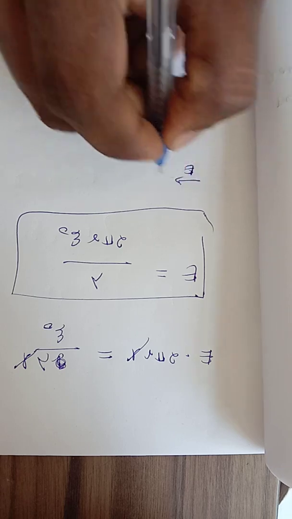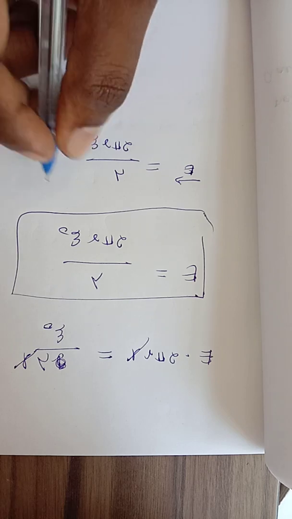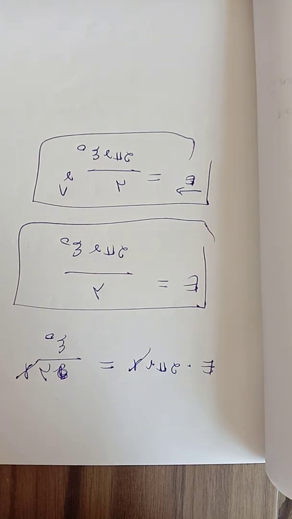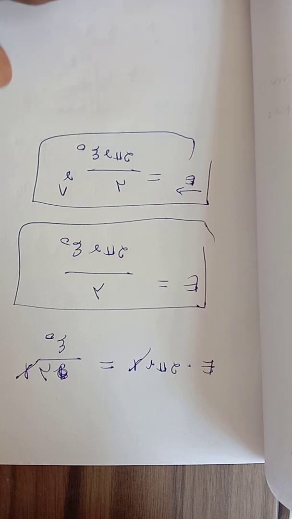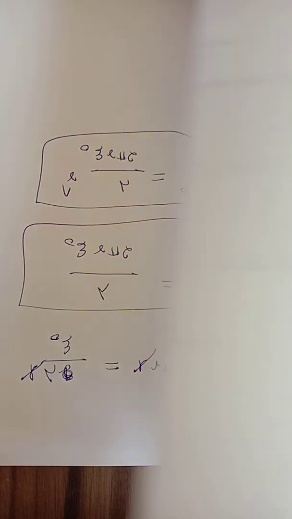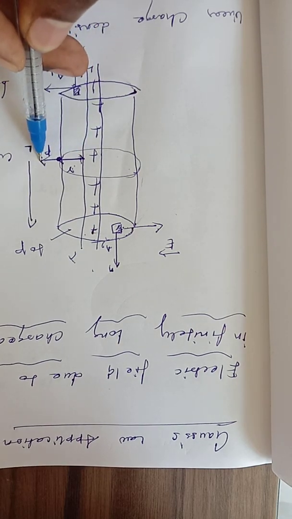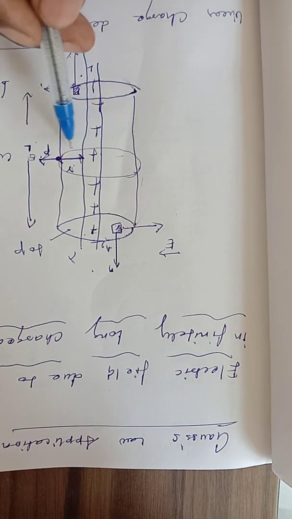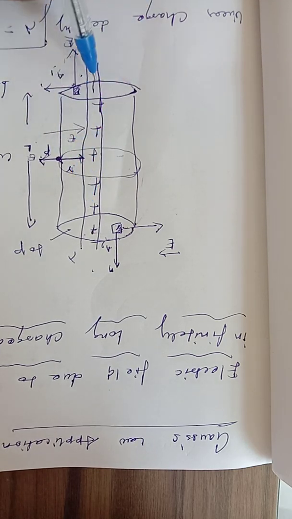In vector form, E vector is equal to lambda by 2 pi epsilon naught r times the unit vector r cap. The electric field due to the infinite charged wire depends on 1 by r, the distance. The direction of the electric field E is radially outward when the charge is positive. If the charge is negative, the electric field is in the inward direction.